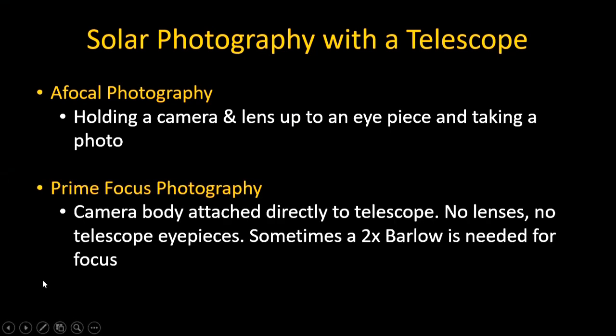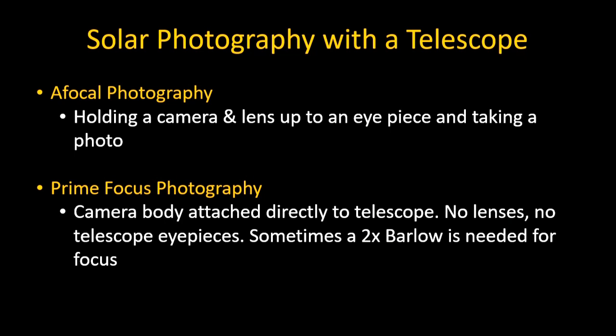The high res way is to do prime focus photography, and that is where you have a digital SLR, you take off the lens, you put a T-ring and an extension tube on, and then you take your eyepiece holder off, and then you marry the camera and the telescope up together directly. That way you've got fewer layers of glass and you just get a crisper, cleaner image.